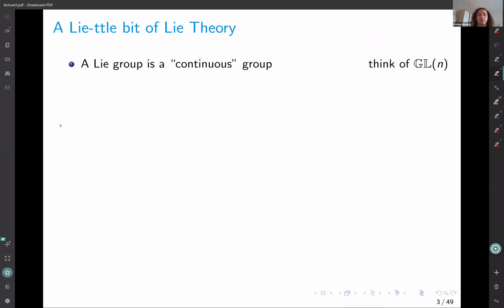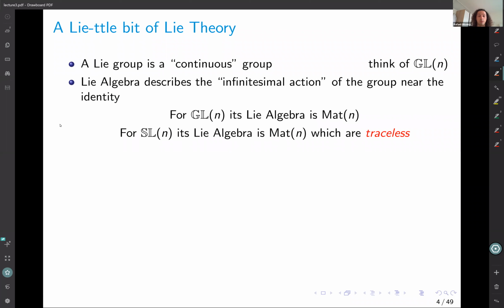So let's go with a little bit of Lie theory. You should think at a high level that a Lie group is just a continuous group. Think of this group as the group GLN, the general linear group. And the Lie algebra of the Lie group describes the infinitesimal action of the group near the identity. So for instance, for the general linear group, its Lie algebra is the space of all matrices. And for the special linear group, its Lie algebra is the space of all n by n matrices which are traceless.